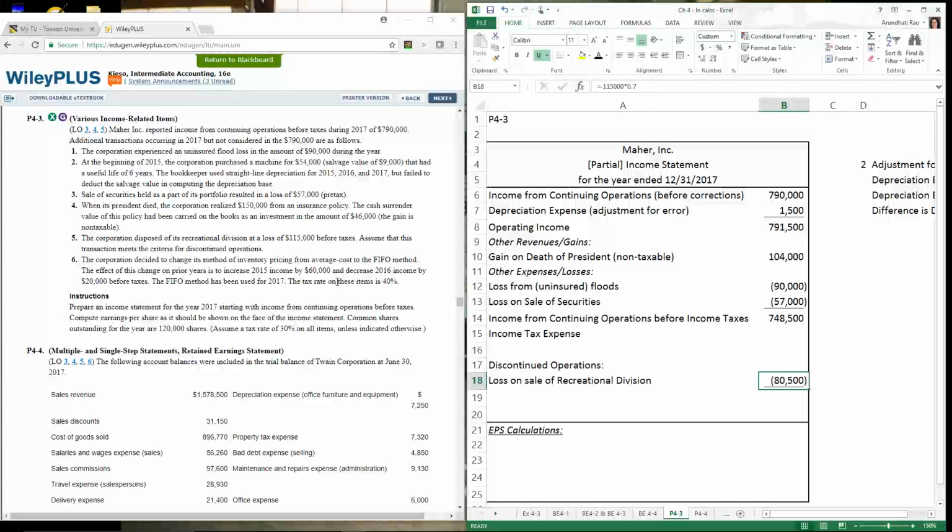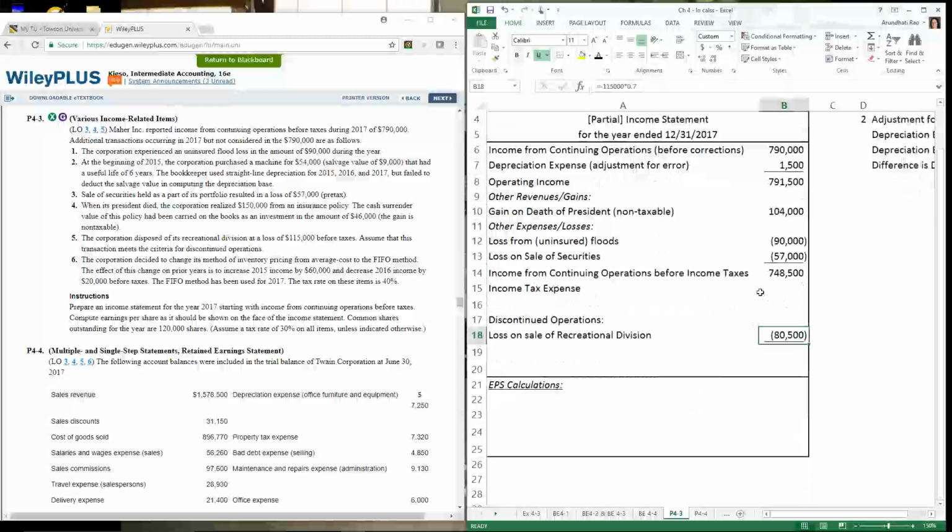Now, if we had not used that new method, we would have had to make an adjustment just like we did for the depreciation. But when you have a change in accounting method, the previous year's financial statements are recast to show what those numbers should have been. And in the current year, we've already used the new inventory method, so we have nothing to do in the income statement. Okay? So now we need to calculate our income tax expense to complete the income statement.